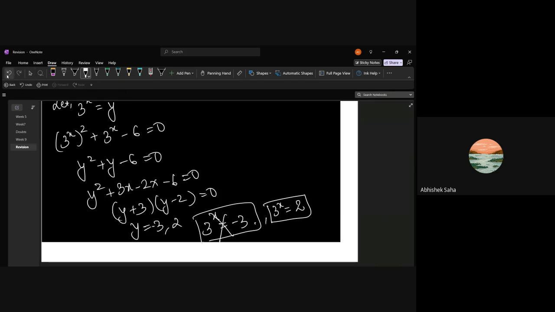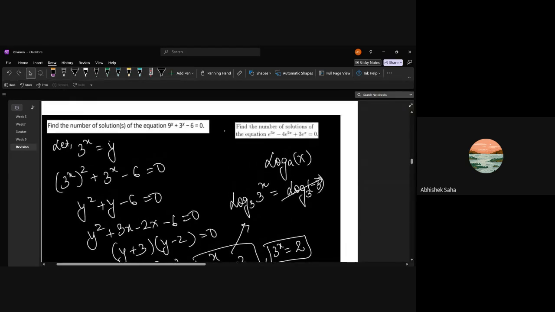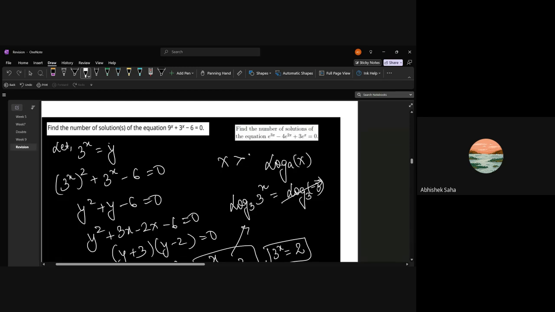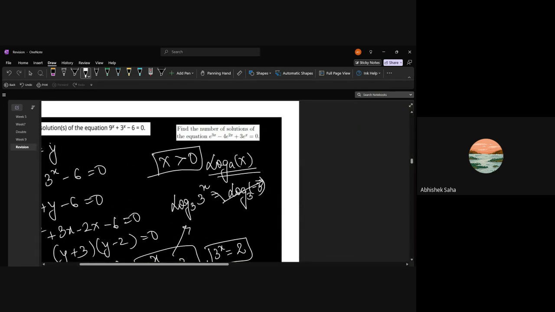Let's check if it is possible or not. Take log to the base 3 on both sides. x is equal to log base 3 of -3. It fails, right? Log of -3 is not possible. In log of a, a should always be greater than 0. So this one is not possible.